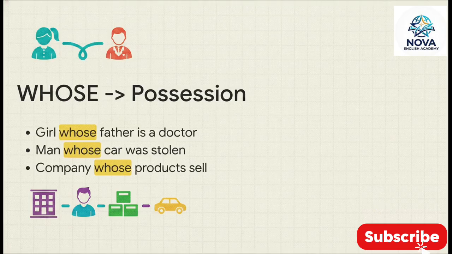When something belongs to someone, or even a non-human entity like a company, whose is your go-to connector to show that possession. The girl whose father just means her father. A man whose car means his car. It's this highly efficient little shortcut to show ownership without completely wrecking the rhythm of your sentence.